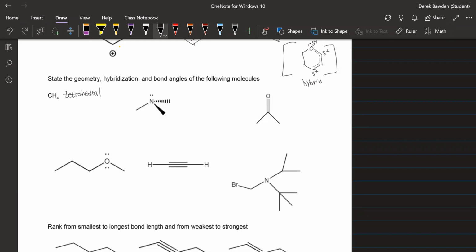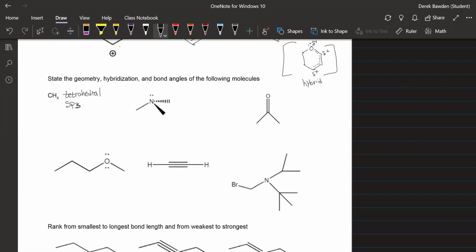We've got a central atom with 4 things around it, so it's going to be tetrahedral. What's the hybridization, sp2 or sp3? sp3. Perfect. We know that because the carbon has 4 regions of electron density around it, and we always do the number of regions of electron density minus 1, so sp3.